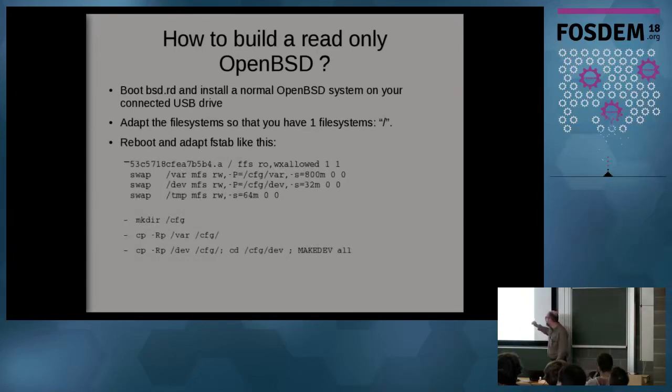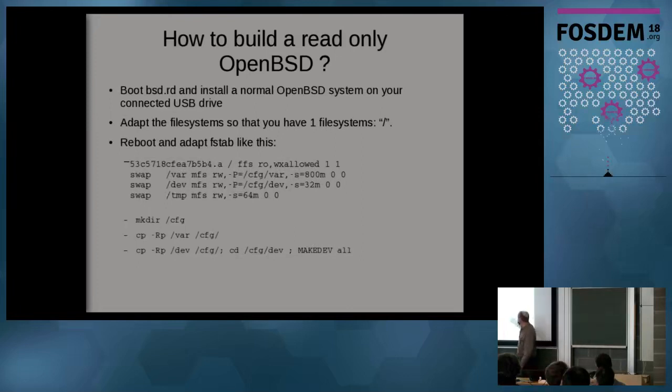And I add 3 lines for /var, /dev and /tmp. So there will be a memory file system, MFS. I provide a link to a folder where the system can find the different files, and I allocate a certain amount of memory for this file system. So the file system will become read-write, but in memory. There is no link with your disk.